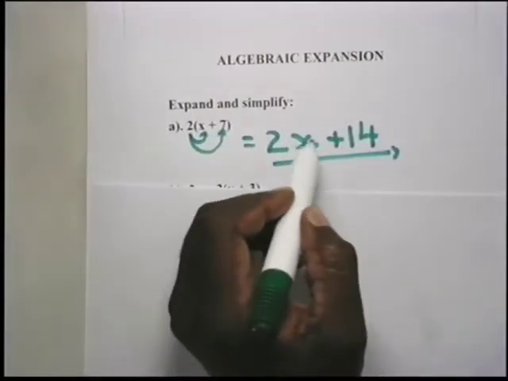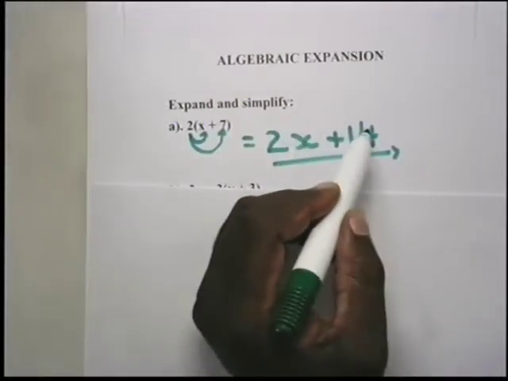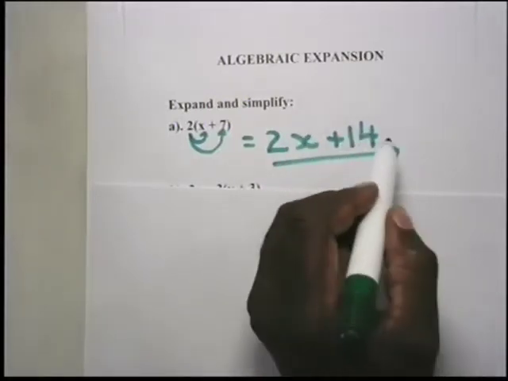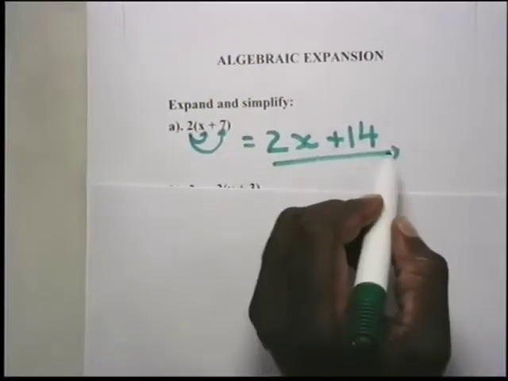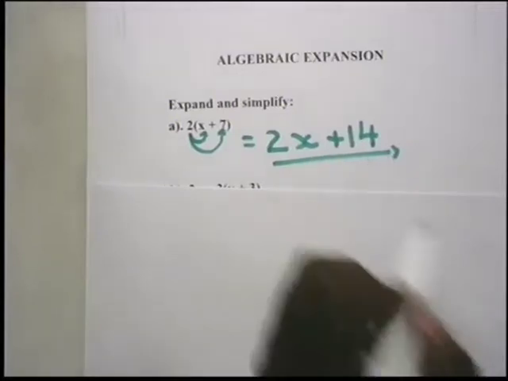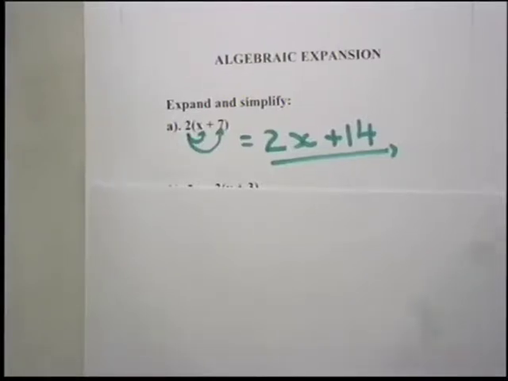We cannot add the 2x and the 14 because they are unlike terms. So for them to be like terms, there should be an x there, but it is not there. So therefore, we leave it as that. We do not add it any further. It does not become 16x. No, it will be wrong. So our expected answer is just 2x plus 14 because those are unlike terms. Let's look at another one.